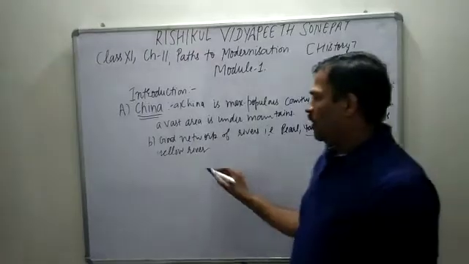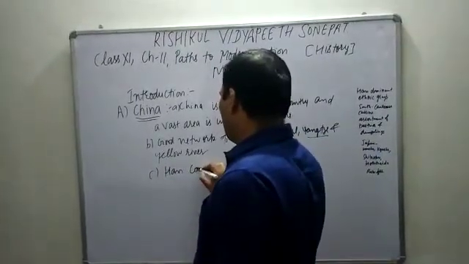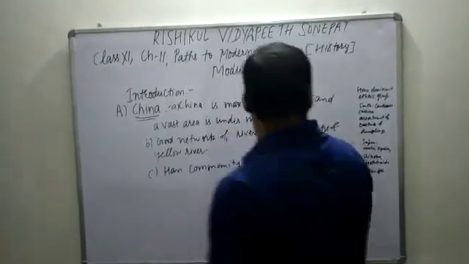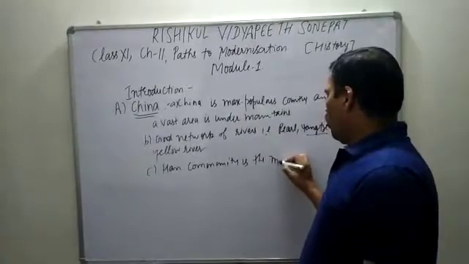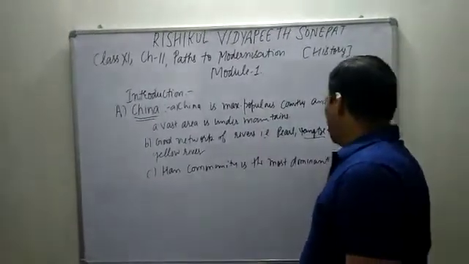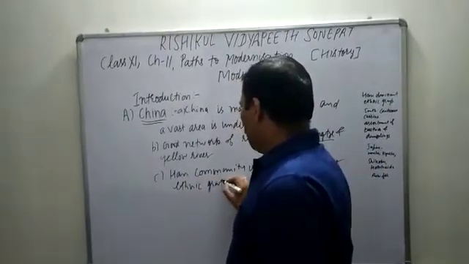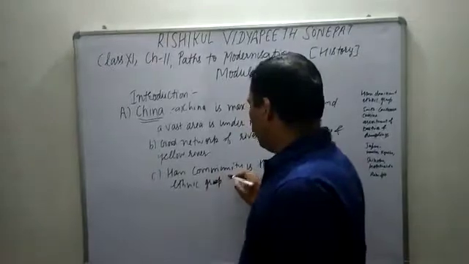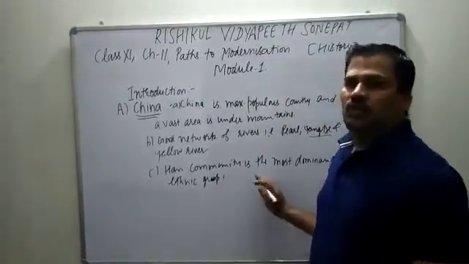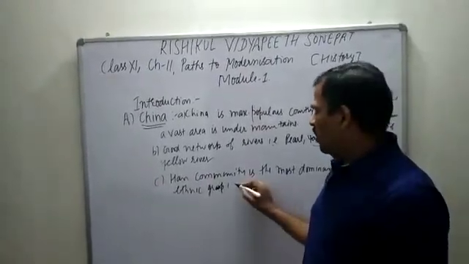Now, next thing is the Han community. The Han community is the most dominant ethnic group. This is one of the largest and one of the oldest parts of the civilization that is found in China.